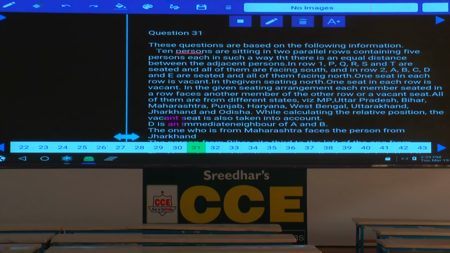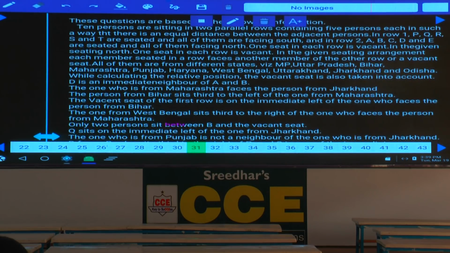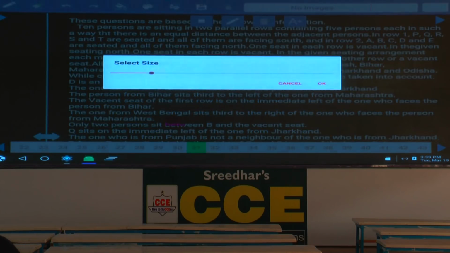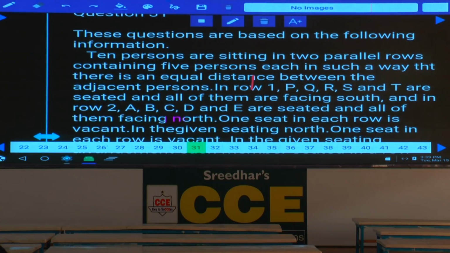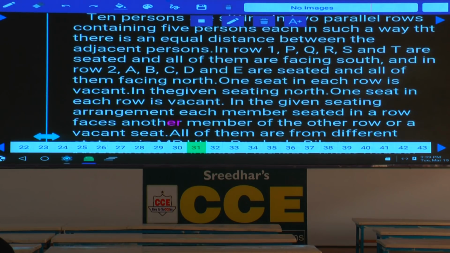10 persons are seated in 2 parallel rows containing 5 persons each in such a way that there is an equal distance between the adjacent persons. Then tell me who are the persons in row 1. Now in row 1, P, Q, R, S and T are the 5 persons seated and all of them are facing towards south. This is row 1.